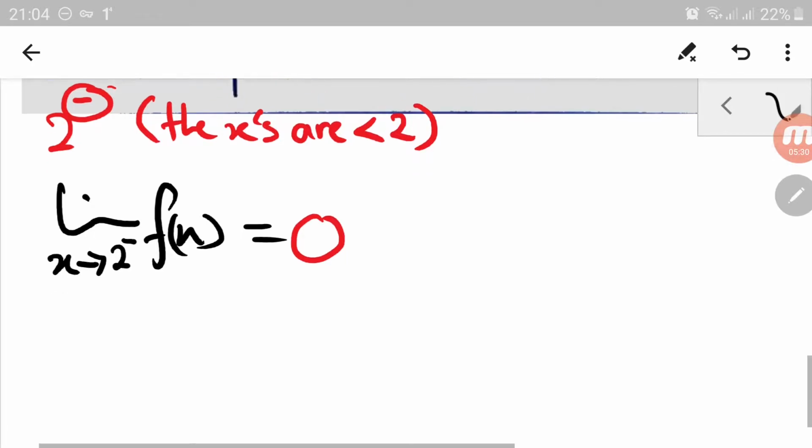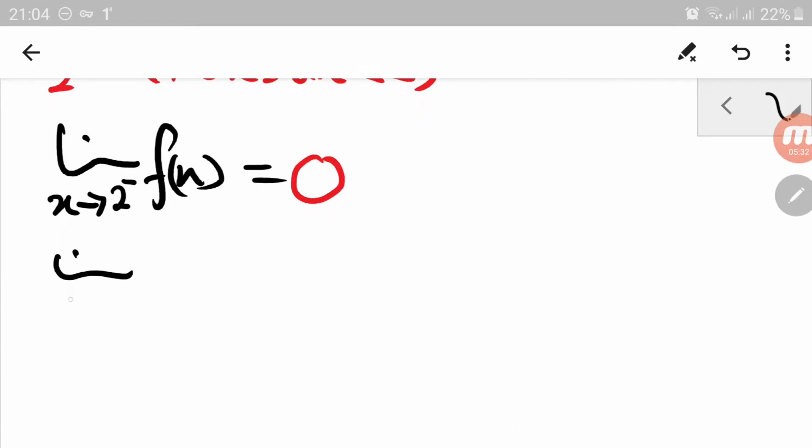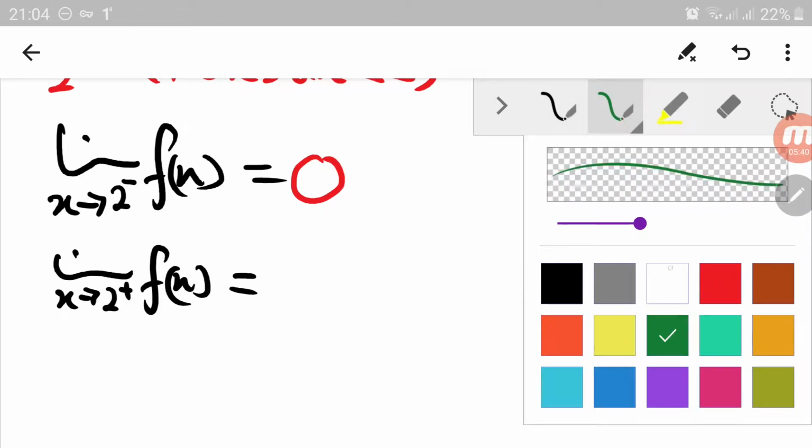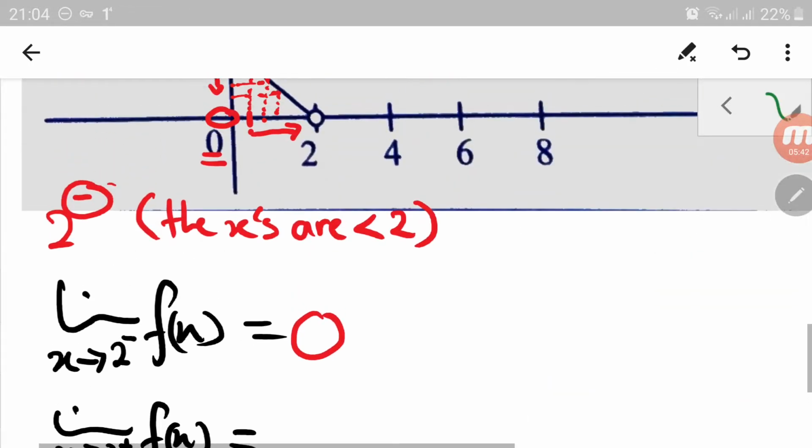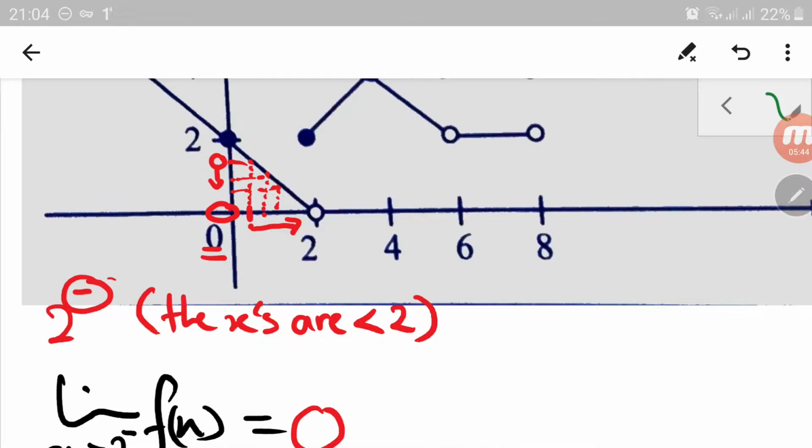Now let's find the limit of f(x) as x approaches 2 from the right. Maybe we use green this time. Now let's have a look. Just now I said when 2 from the left, the x's are less than 2. How about 2 from the right? It means the x's are greater than 2.